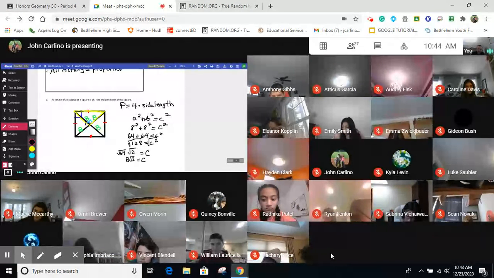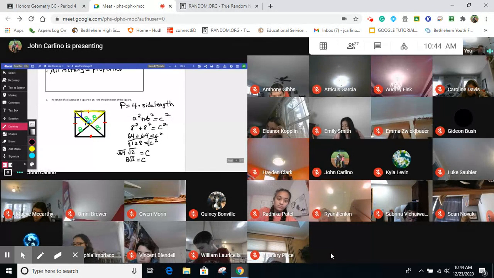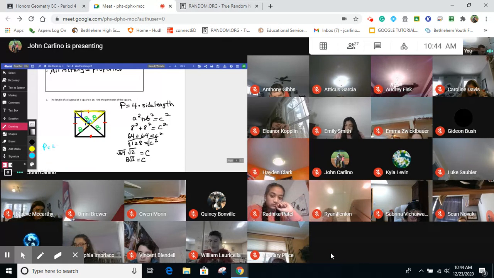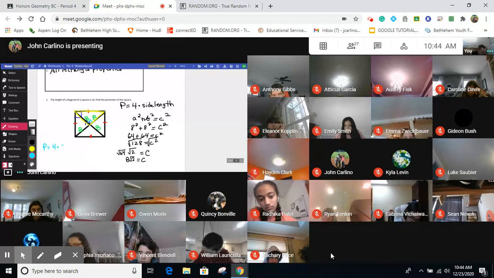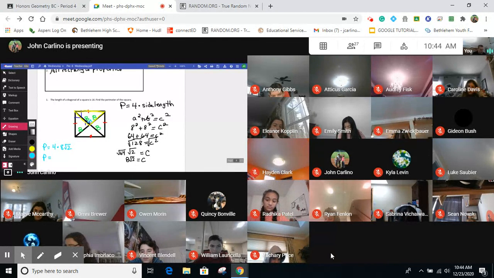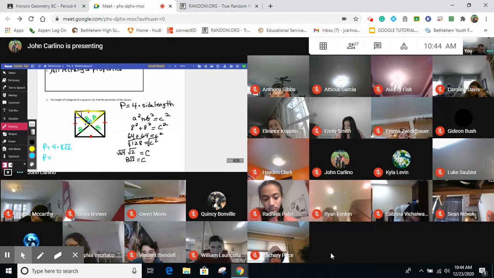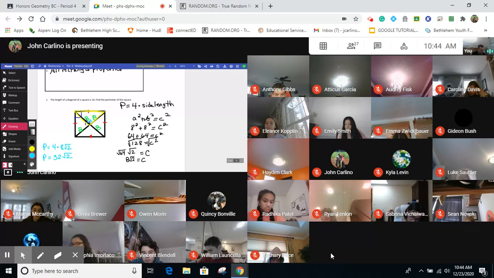8 radical 2. But that's not my perimeter. That's the side length, right, guys? We're going to take that and multiply it by 4. So 4 times 8 radical 2. All you need to do when you multiply those two is multiply the numbers out in front, 4 and 8. You can't multiply anything with the radical. So the perimeter of this square is 32 radical 2.